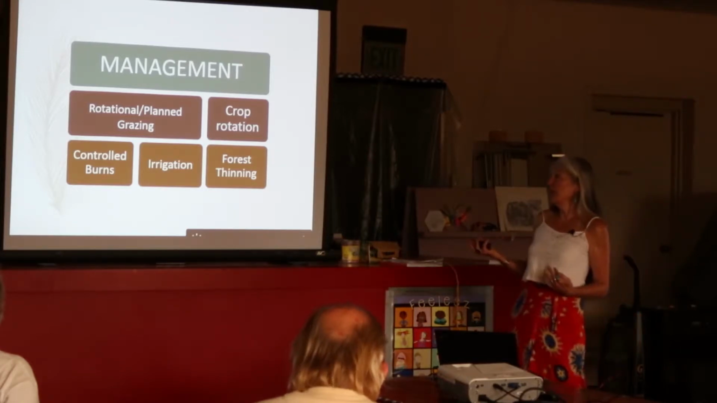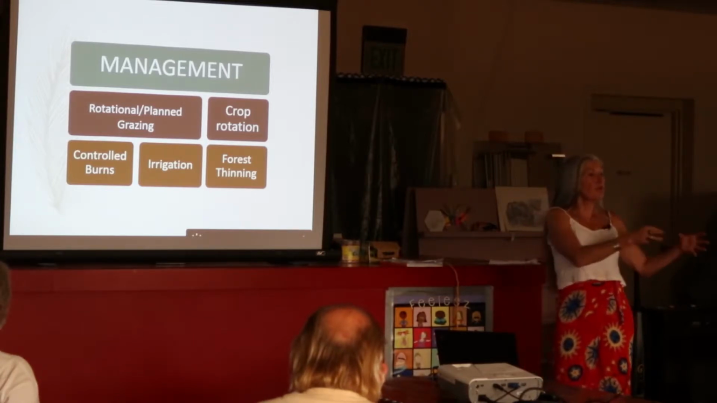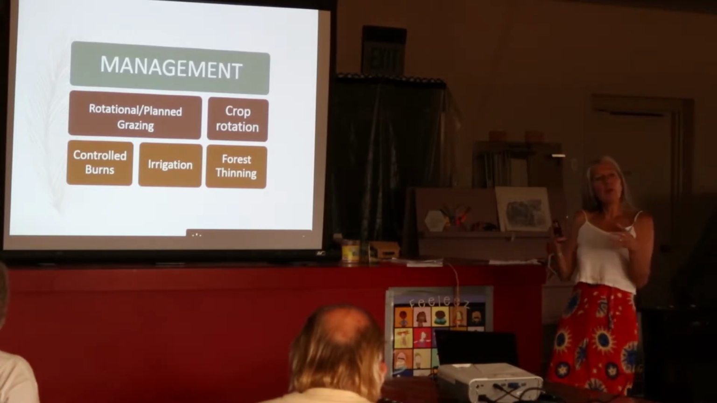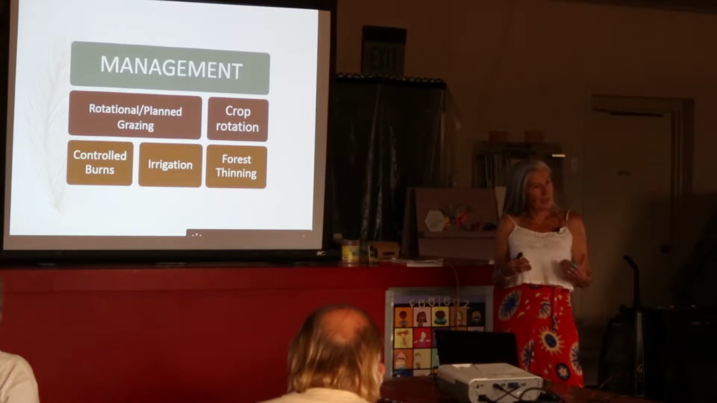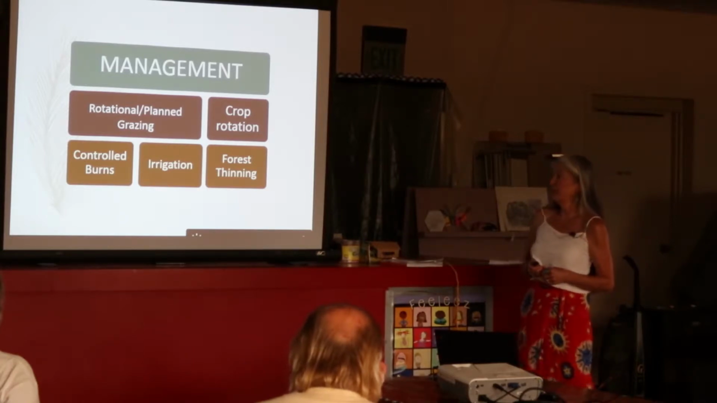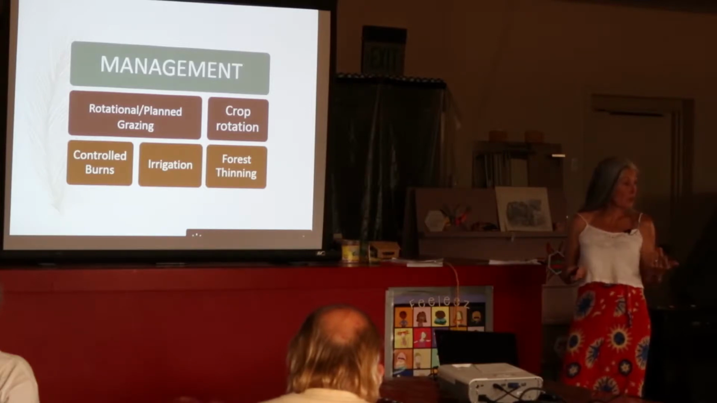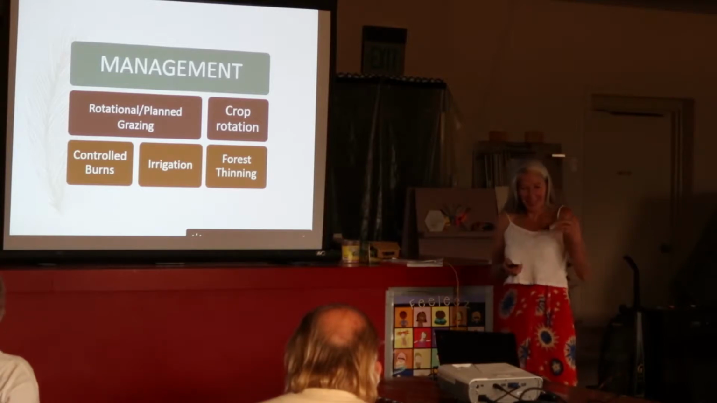Planned or rotational grazing. Actually, I've been corrected multiple times. Planned grazing means you're moving your cattle around, or your herbivores around when the site requires it. Rotational grazing, people tend to think of more of that. It's like, oh, it's Tuesday the 5th, I have to move my cows today. And that's not really what planned grazing is all about. Crop rotation, forest thinning, irrigation, controlled burns. Do not try this at home, but it can work.